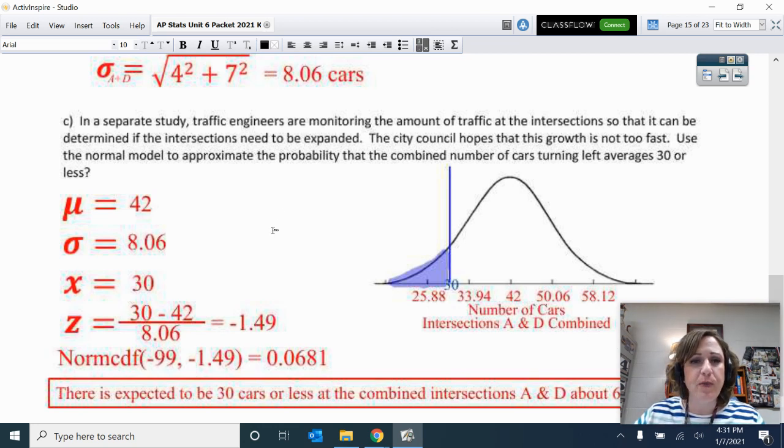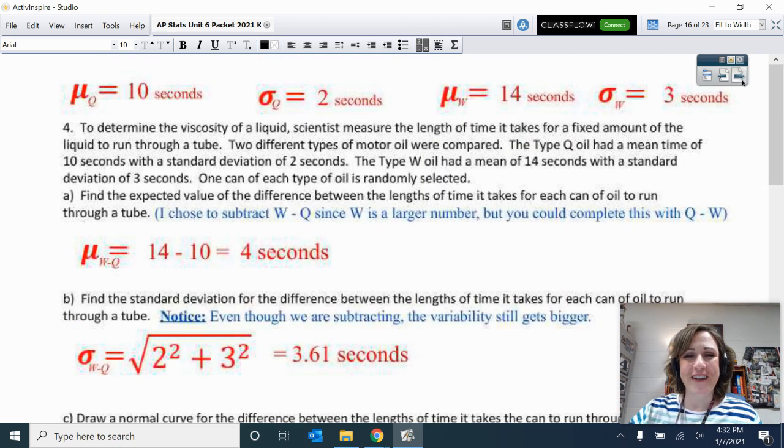And we want to know what's the probability that the combined cars of the two intersections averages 30 or less. So that's my x value of 30 or less. I'm going to do my x minus the mean over the standard deviation. I have a negative 1.49, and I'm going to norm CDF from negative infinity up to that point. So only about 6.81% of the time will those intersections average 30 cars or less combined. Okay, moving on. Here we go.